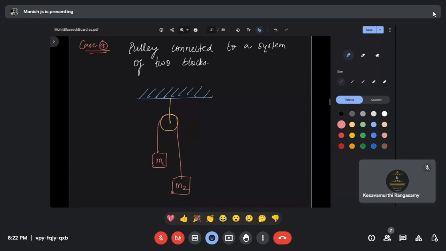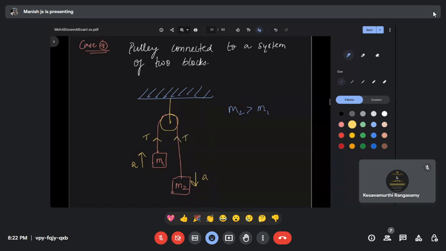Okay. Now here I am applying a condition. I am saying M2 is greater than M1. You know that this system is going to be in motion because one of the blocks is greater than the other. Block M1 would eventually move upwards with acceleration A. Block M2 would move downwards with acceleration A. And there is going to be tension also acting on the rope.